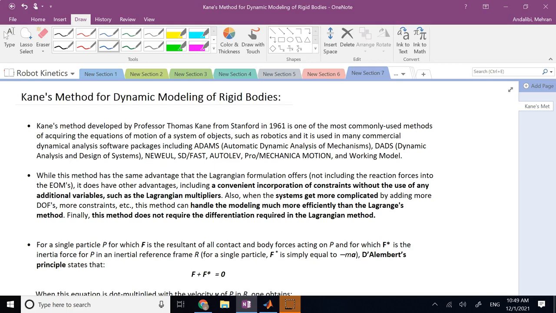So that's why in many commercial software packages for dynamic analysis of rigid bodies, robots, and so on, you see this method is used specifically, like in Adams, Working Model, Pro/Mechanica Motion, Autolev, and so on and so forth. So this method really is an interesting, efficient method. And I decided to include that along with the two others. So what does this method do?